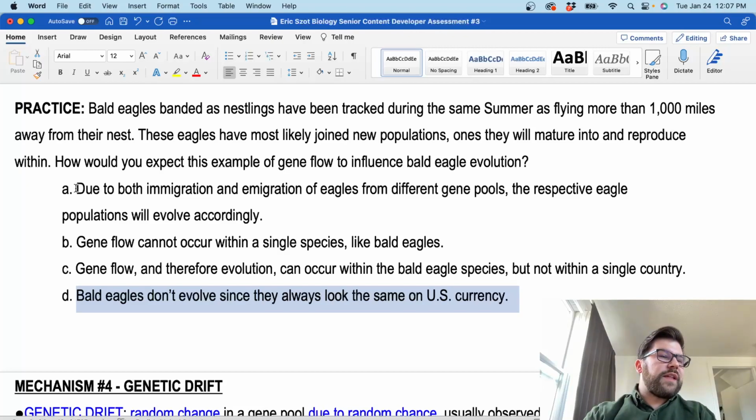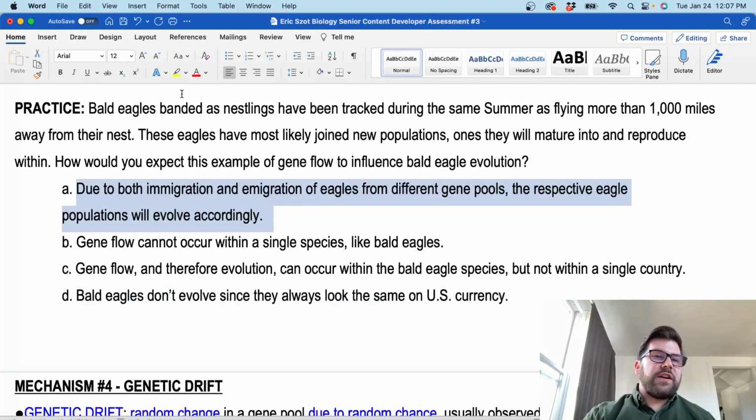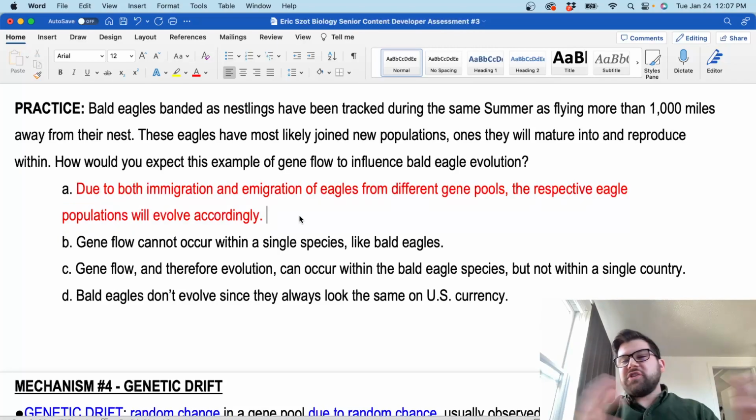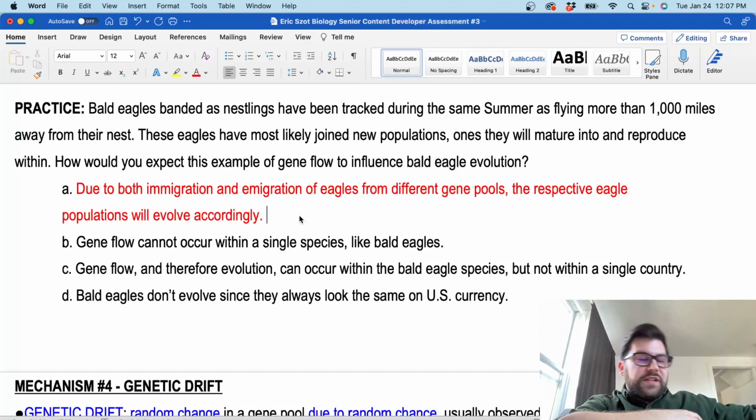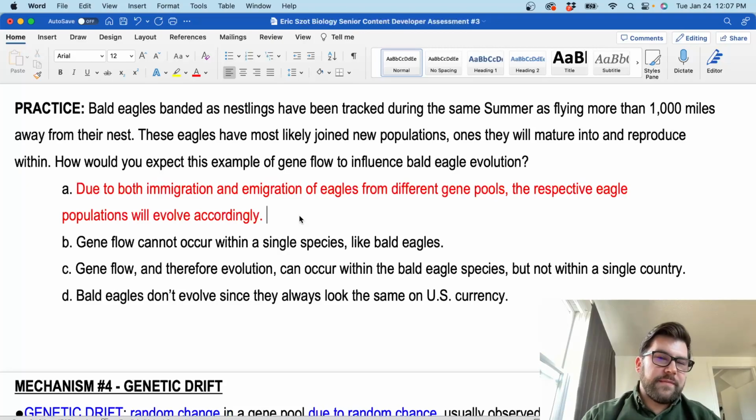So, you know what? Let's go with A. A seems to be the best one here, based on what exactly is occurring, whether it's immigration or emigration, and which gene pool. We're going to see increasing diversity if we're immigrating in, decreasing diversity if we're emigrating out. So that's covered by respective populations evolving accordingly. That's practice problem number 3.